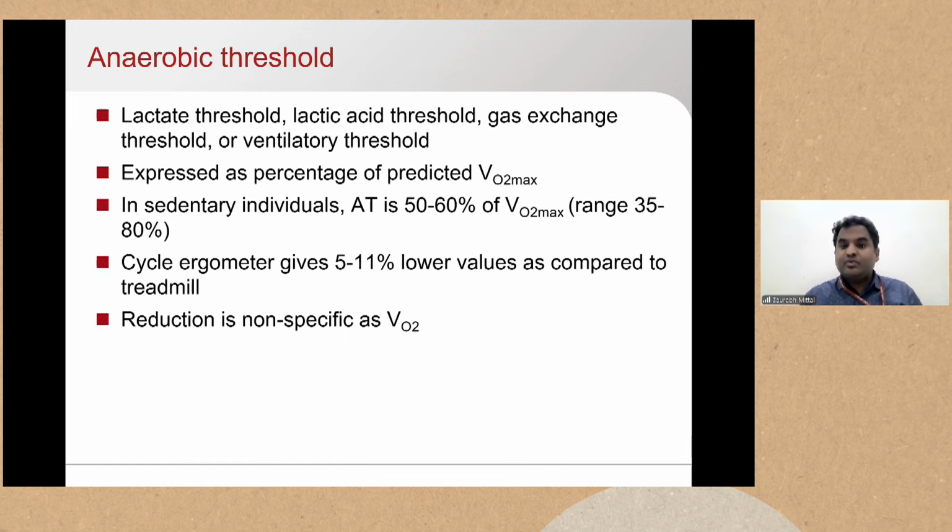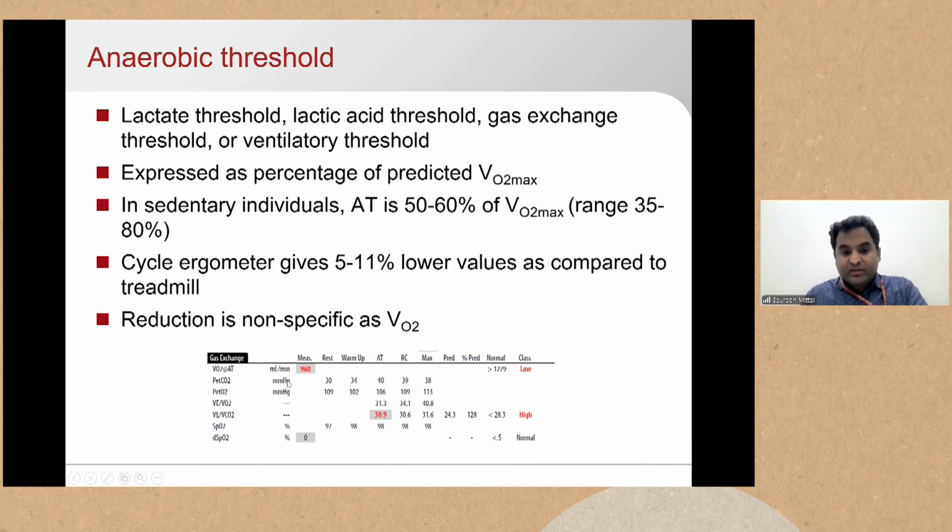Supposedly, a person who has a VO2 max of 2000 reaches the anaerobic threshold at 500, then it is said that the anaerobic threshold is 25%. In general, 50 to 60% is considered normal.